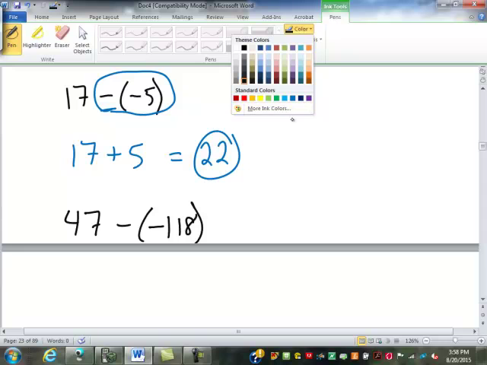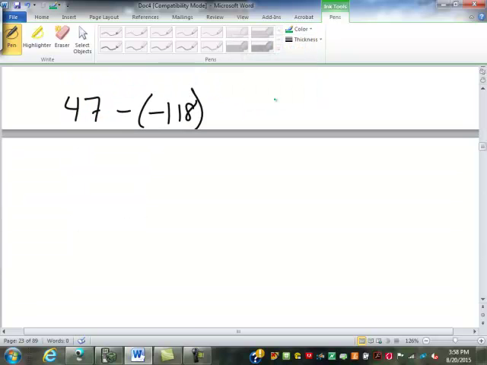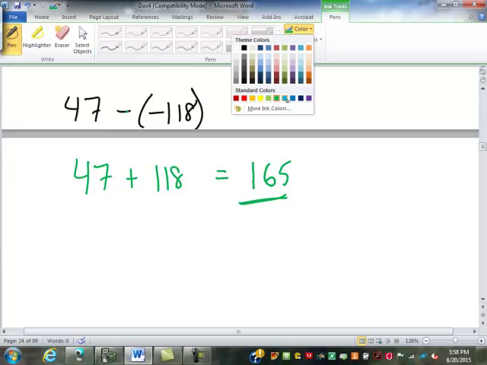So what's this one become? Perfect. 47 plus a positive 118, otherwise known as $165. Perfect.